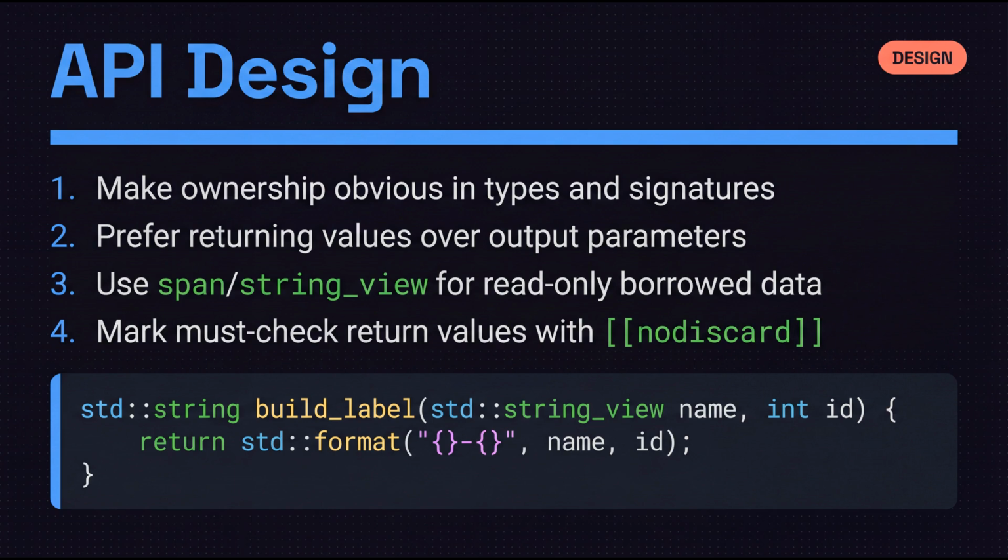Second, prefer returning values over output parameters. buildLabel takes a string_view and an int, returns a formatted string. Easier to use and test than forcing callers to allocate an output string and pass it by reference. Third, use span and string_view for read-only borrowed data when lifetimes are clear. They avoid copies without transferring ownership. Fourth, mark must-check return values with the nodiscard attribute. If a function returns an error code or an optional, the caller should never silently ignore it.